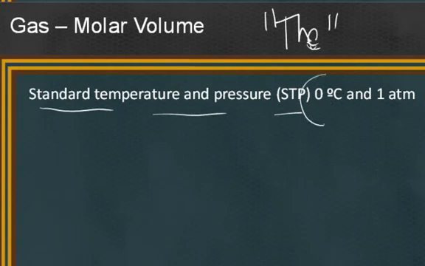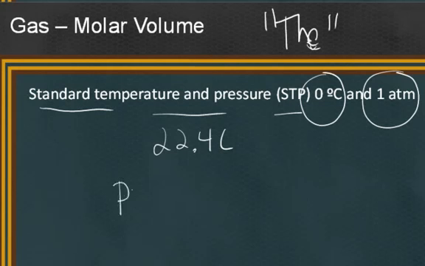STP is 0 degrees Celsius and 1 atmosphere pressure. So the molar volume, the volume occupied by 1 mole of an ideal gas at standard temperature and pressure, is 22.4 liters. How did I know that? Do I carry that number around in my head? Not normally. What I would do is calculate it.